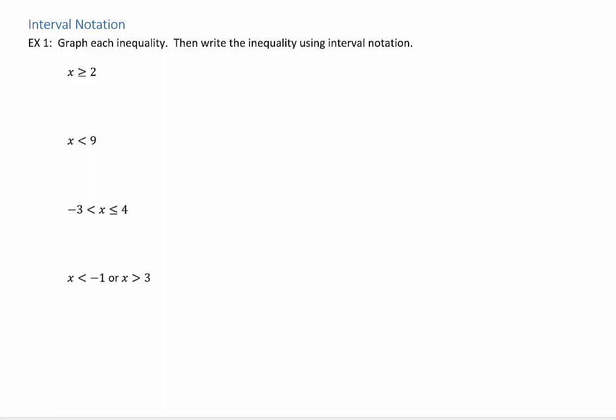Before we continue our discussion on functions, I want to introduce you to some notation we'll be using in this section called interval notation. Interval notation is a really convenient way to write inequalities, and I have a list of 4 inequalities here. Let's start by looking at x greater than or equal to 2.